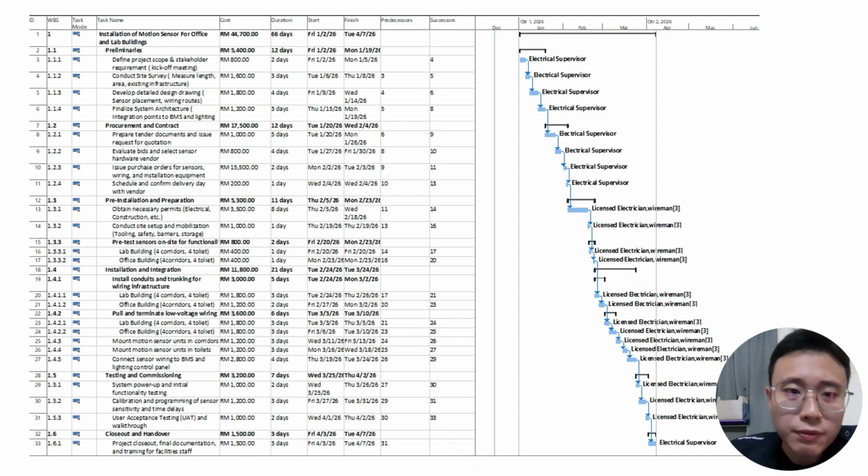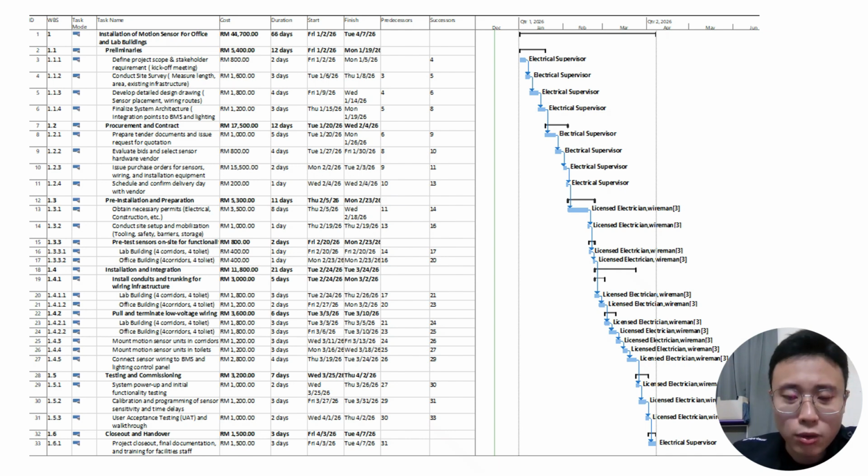In phase 5, we can see the testing and commissioning part. Once the installation is complete, the system power up and initial testing are conducted. This is followed by the calibration and programming of the sensor sensitivity and the time delay. The UAT, which is user acceptance testing, and walkthroughs are performed to confirm the system meets the operational requirements.